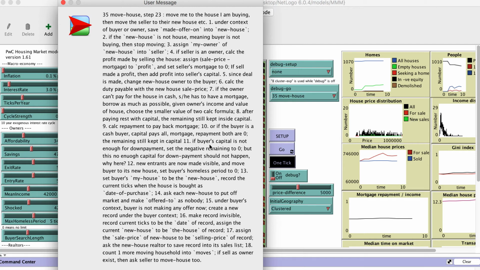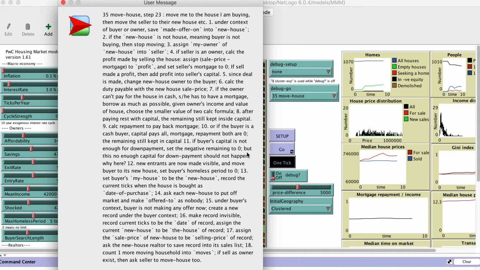And if the buyer's capital is not enough for down payment, for example, the mortgage is paid by the bank, and the remaining amounts need to be paid by the buyer's capital. But what if the capital is not enough? Which means that the capital will be negative value after paid the down payment. But we will set the negative remaining to be 0, which means the capital will always be 0.